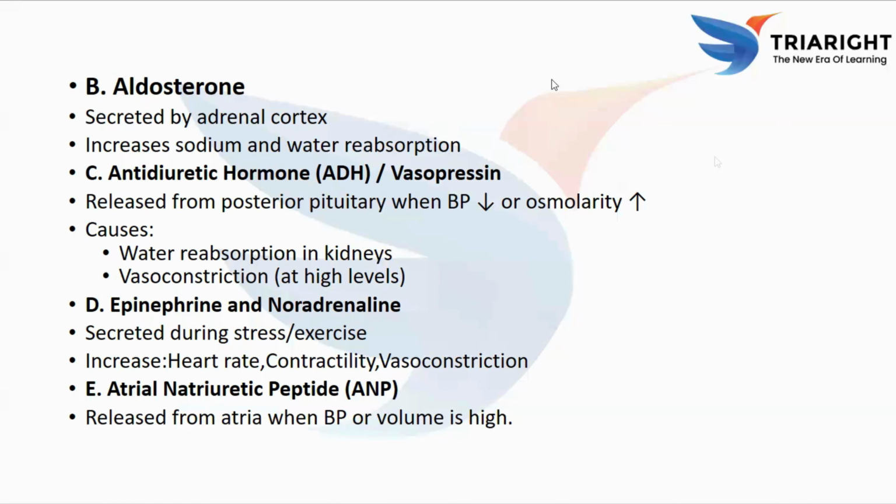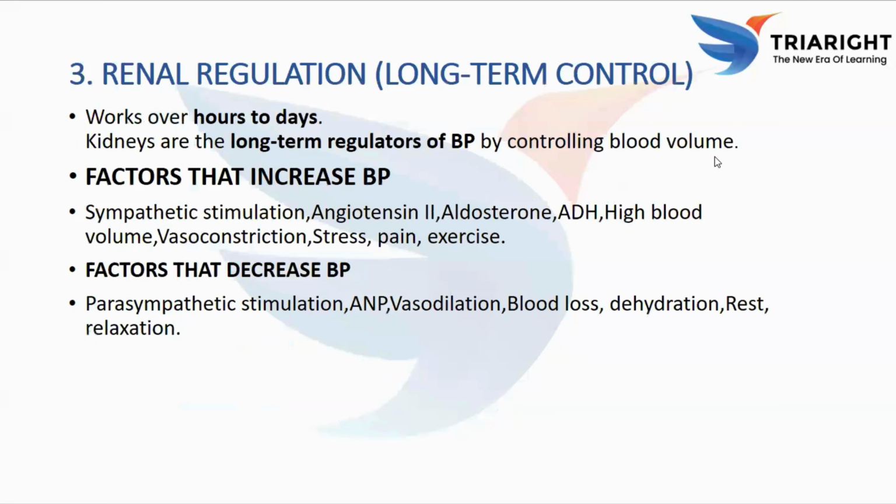This is about the hormonal regulation. And next, coming to the renal regulation. So what do you mean by renal regulation? It is also a long-term control of BP, and the system works slowly over hours to days, not instantly like hormone regulation or nerve regulation. So the kidneys are the main organs that control blood pressure in the long term.